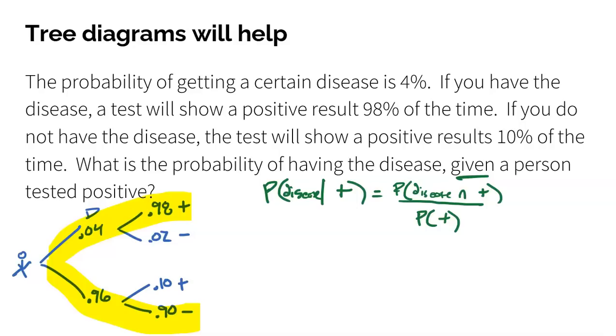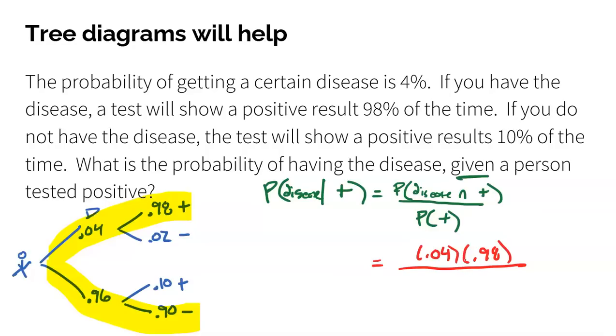All right, so let's use this tree diagram to answer my question. First, the numerator is the easy part. Have the disease and test positive. That's a very simple branch. I have the disease, 0.04, and I test positive, 0.98. Now again, the 0.98 stemmed from having the disease, so I am allowed to multiply them because the 98% was conditional on the 4%.